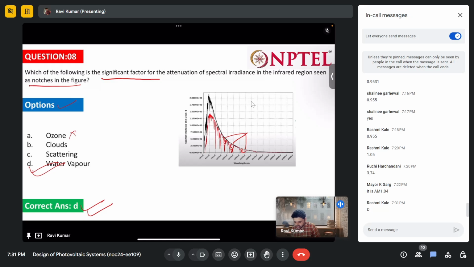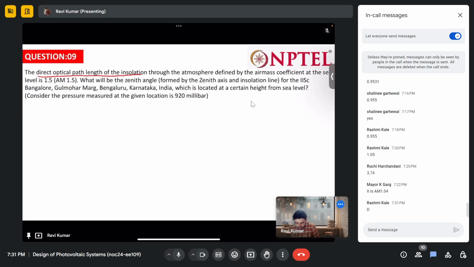Let's move further. It says the direct optical path length of insolation through the atmosphere, defined by the air mass coefficient at sea level, is 1.5. It means at sea level it is AM 1.5. What will be the zenith angle formed by the zenith axis and the insolation line for a particular location, that is IISc Bangalore, which is located at a certain height from sea level? Let us consider the pressure at 920 millibar. And these are the options. So you need to calculate the zenith angle when the air mass at sea level is given.